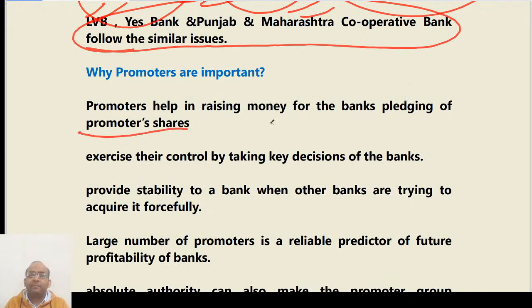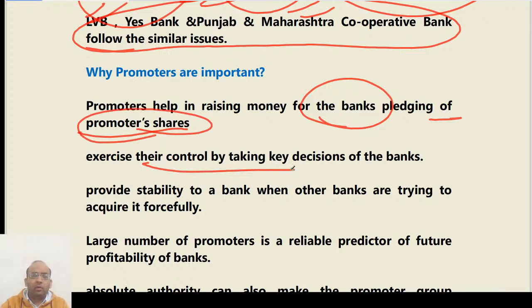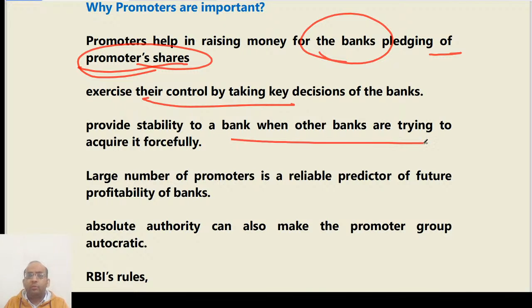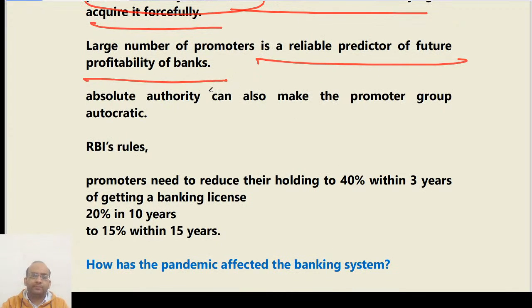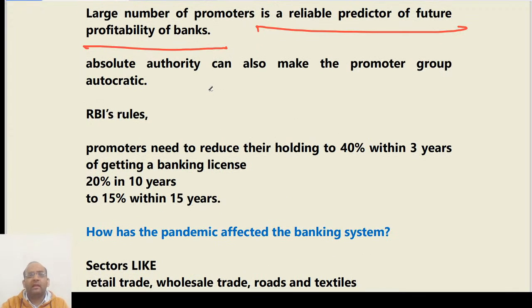And promoters help when banks are in crisis or in losses, to get money by pledging their own shares. They exercise key control. I've already told you, they provide stability to the bank when other banks are trying to acquire it forcefully, because they would ensure funding to the bank and would not let it be acquired by another bank. And it is reliable and predictable for future profitability, because promoters would make every effort to ensure that the body they have established is profitable.